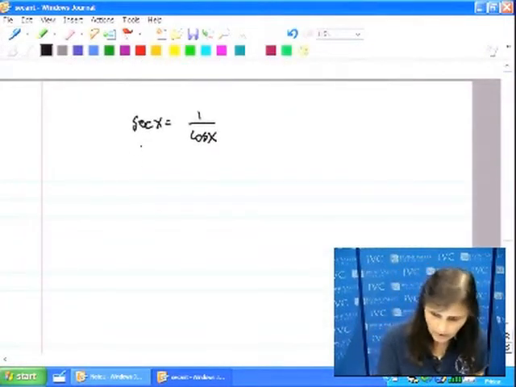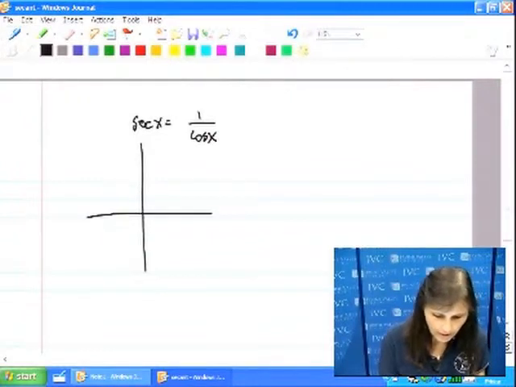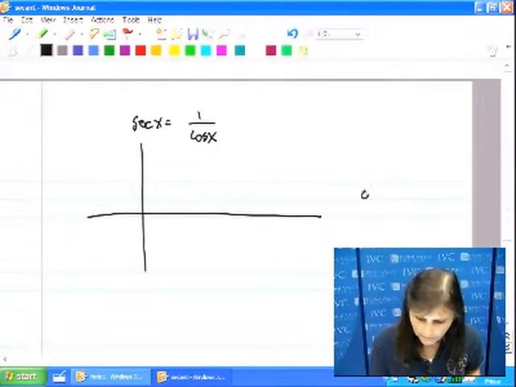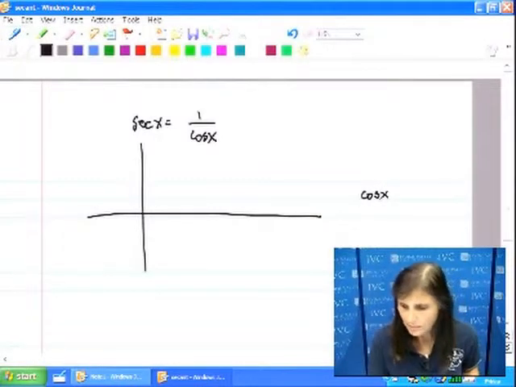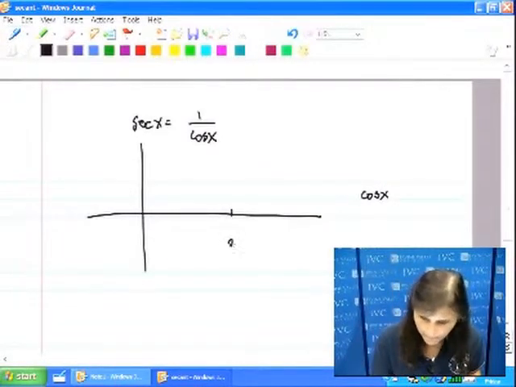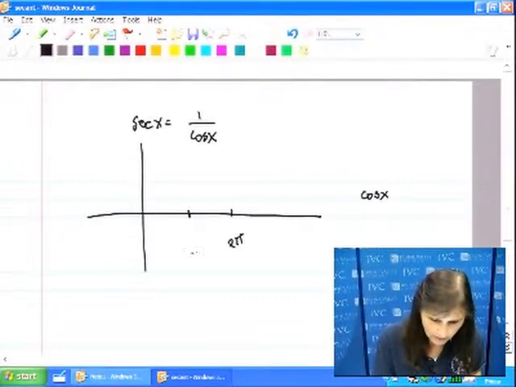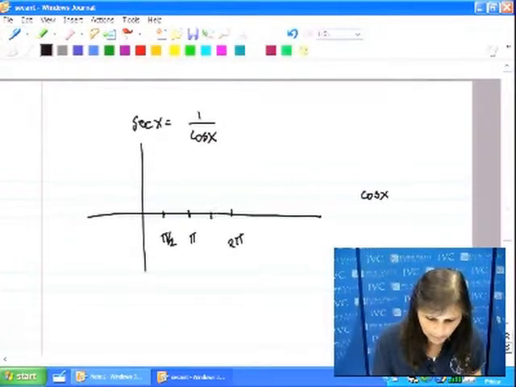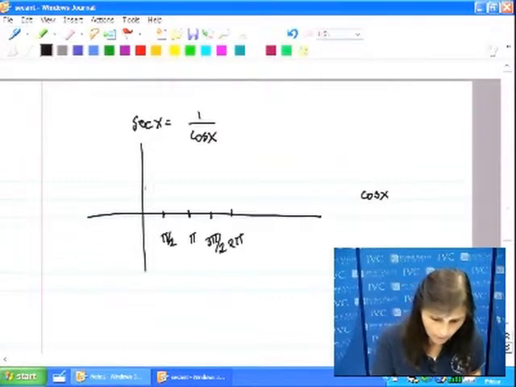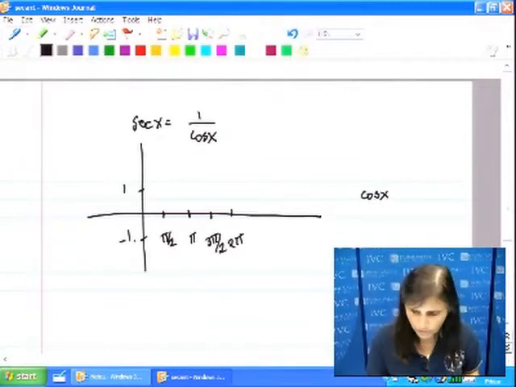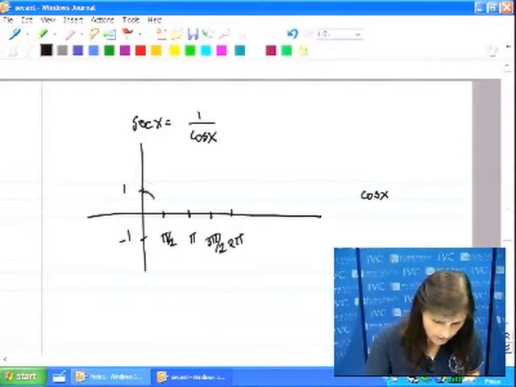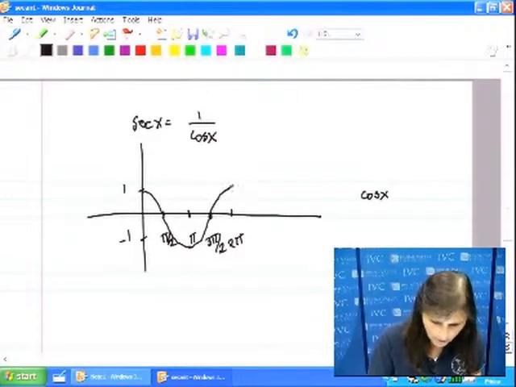All right, let's look at the cosine. I know that the cosine has a period of 2 pi, and in the middle that's pi. Middle of pi is pi over 2. Middle of this is 3 pi over 2. And I just happen to remember what cosine looks like: 1, negative 1. You can think of your unit circle if you want to. Here is the graph of cosine.